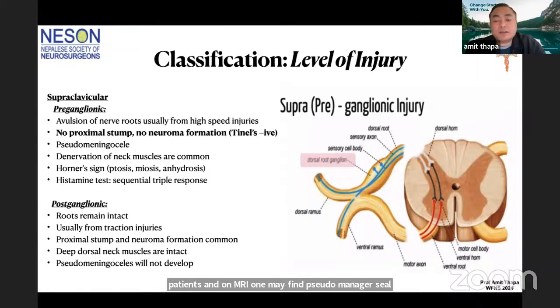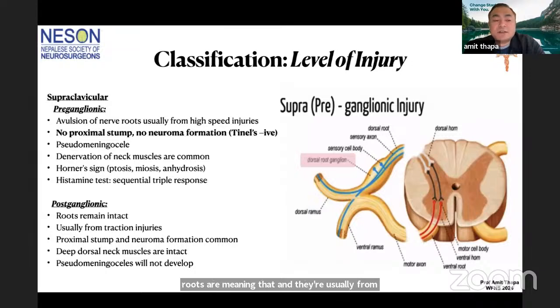And if the lower plexus, like the C8 and T1 roots, is involved, the patient may present with Horner's signs: ptosis, miosis, and anhidrosis. A common clinical test, the histamine test, has been shown to be very sensitive for the C5, C6 level, and is positive in generating a neurogenic response, that is, the third phase of the triple sequential response. However, the postganglionic injuries are those cases where the roots remain intact, they're usually from traction, and pseudomeningoceles do not form in these patients.